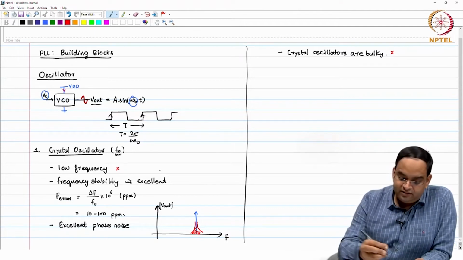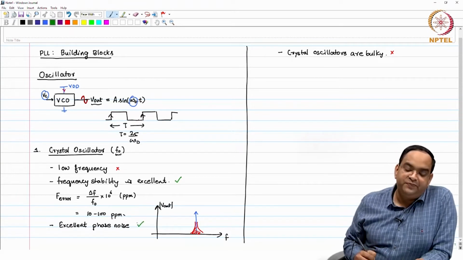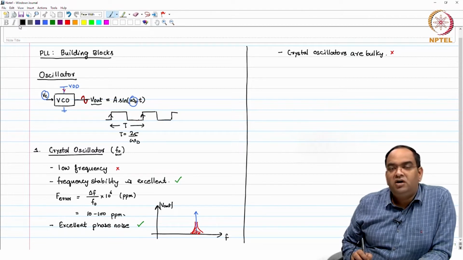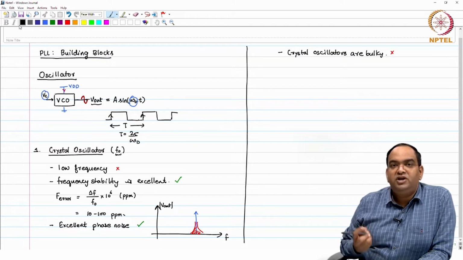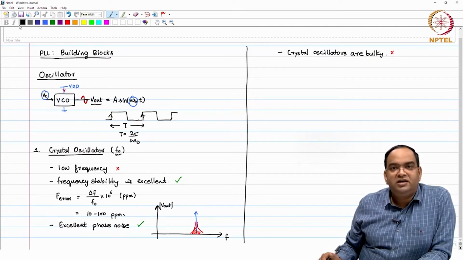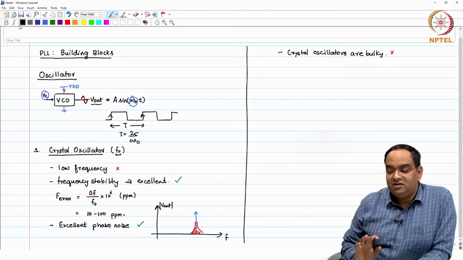The good part is your frequency stability, your phase noise. So, in case you need a low frequency output and you need a low frequency clock and you are not integrating on chip, you are integrating on board, you need only one oscillator, you may be good enough to use the crystal oscillator in place of using any PLL, but that is the limit.